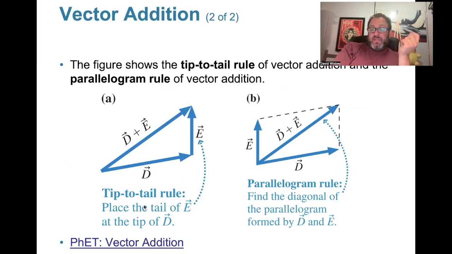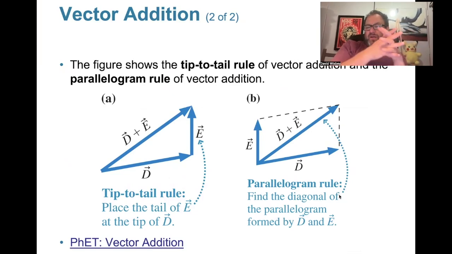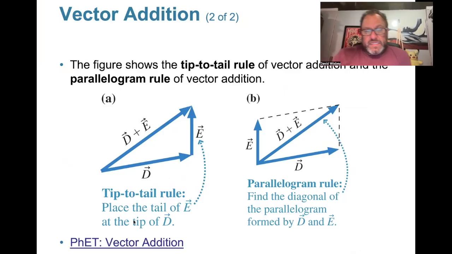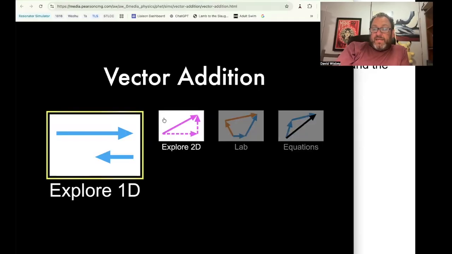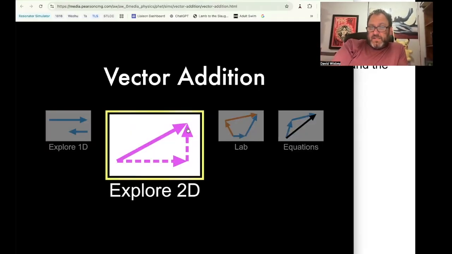Okay. Tip to tail is easy. You just take vector D and put it at the end of E, and then that equals D plus E. The parallelogram rule is a little bit more abstract. Find the diagonal of the parallelogram formed by D and E.